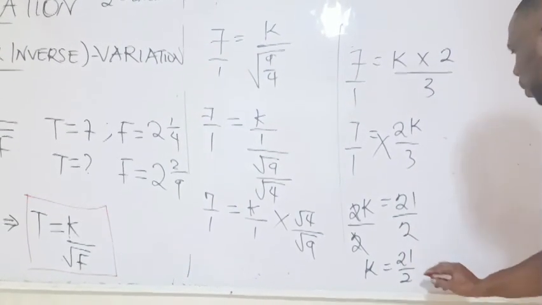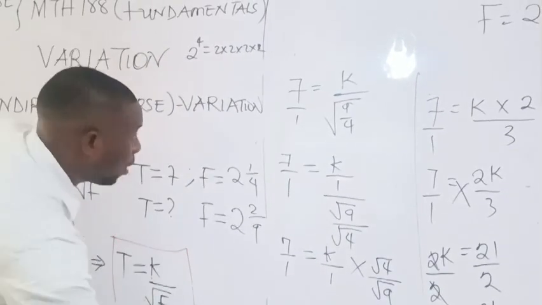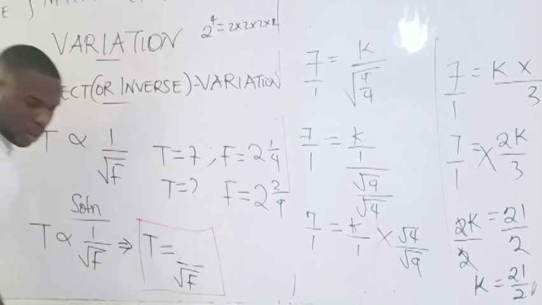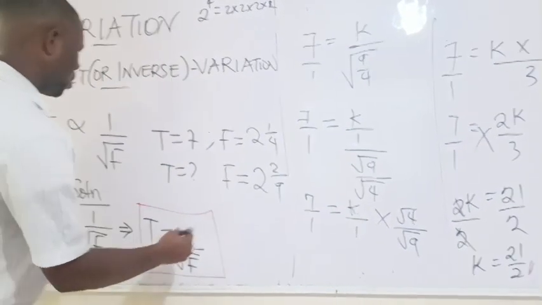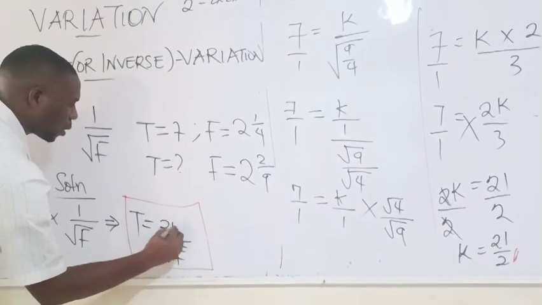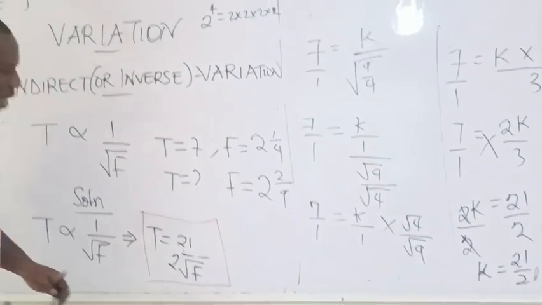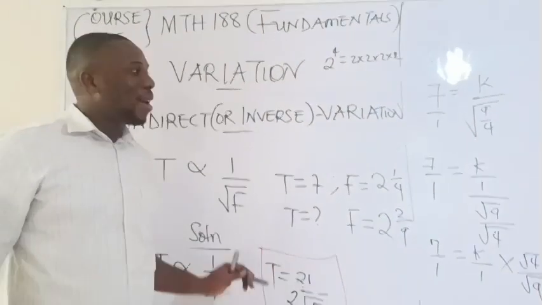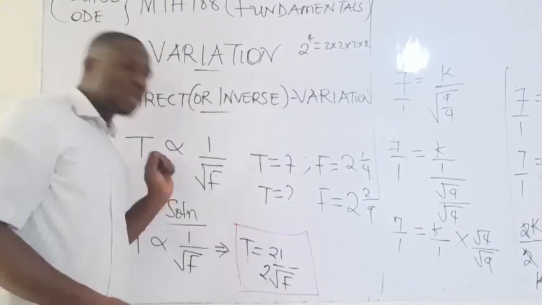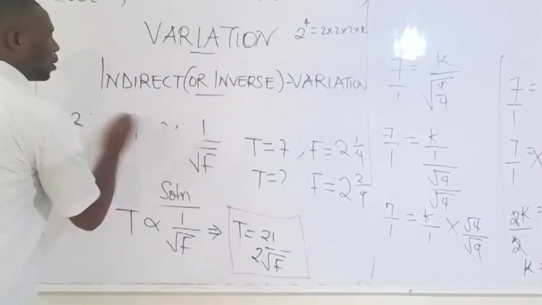Now, since I know the value of k, I could just replace the value of k here. And that is, k is 21/2. This is 21. Then I have a 2 down here. Just say times 2 root f. So this is the quantitative relation between quantity t and f. And of course, I have 2 quantities here now, t and f. So if you tell me one, I could tell you the other, since I know what k stands for. Alright, so let us proceed.